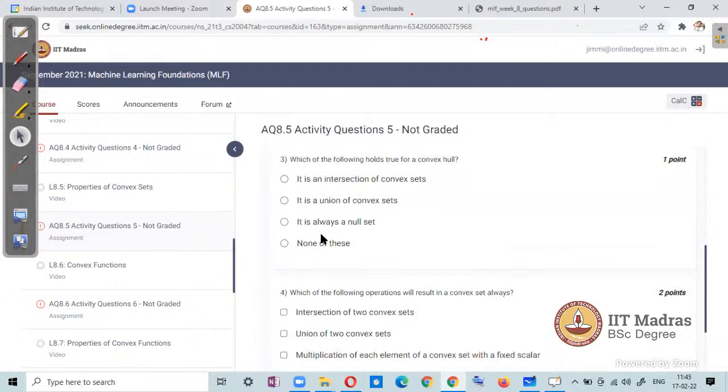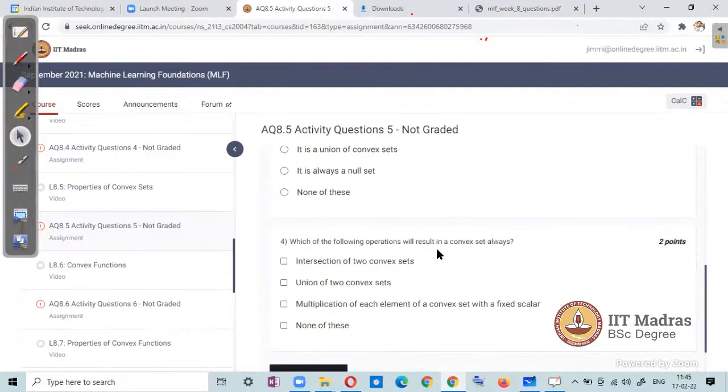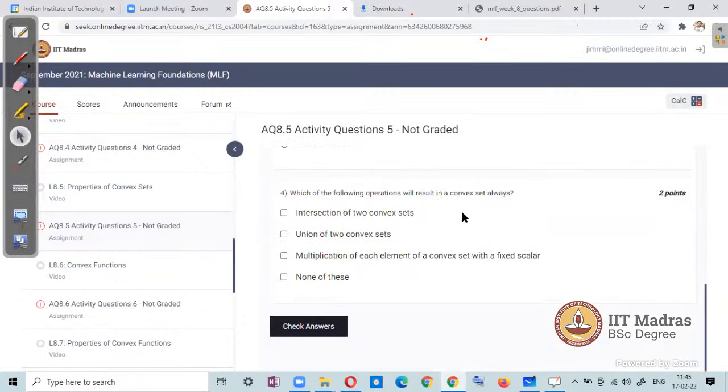The third question says, which of the following holds true for a convex hull? It's just an intersection of all the convex sets. Yes, A. Next: which of the following operations will result in a convex set always? Intersection. We know that intersection of convex sets is always a convex set. So this one is correct.